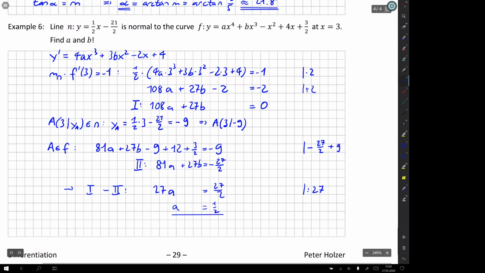Then we can just insert that in one of the equations. Let us insert it into equation 1 here. So we have 108 times 1/2 plus the 27b. So we get here 54 equals minus 27b, and the final result is b equals minus 2, and we found a and b.